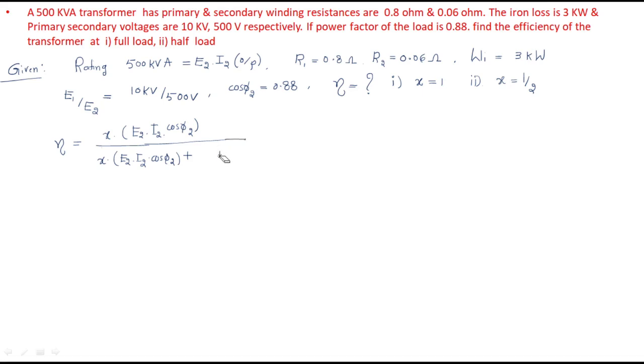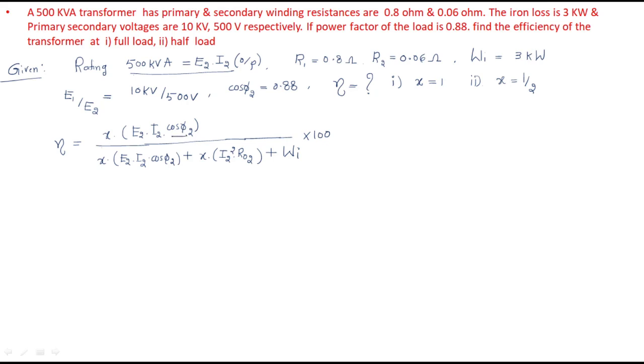So what is the formula given? It is x into I2 square into R02 and iron loss into 100. So this is the formula. In that we have x value 1, E2 value is 500. Directly E2 and I2 are given. Look at here, E2 is already given here.